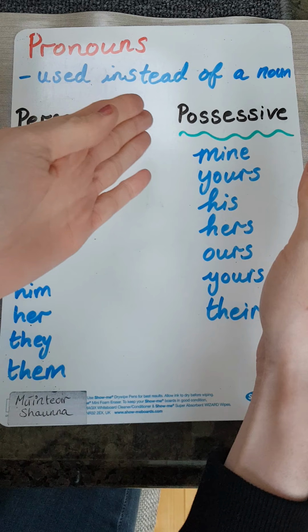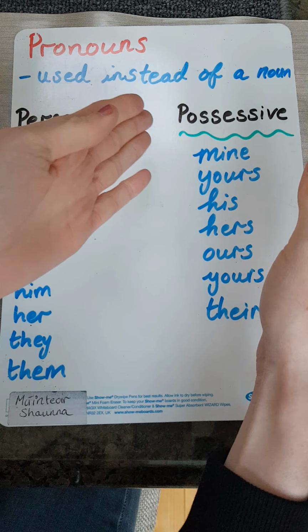Okay, so in this video we're going to be looking at pronouns. Now, pronouns are words that are used instead of a noun, so they replace nouns. Now, just to remember, a noun is the name of a person, place, animal, occasion, or thing, okay?